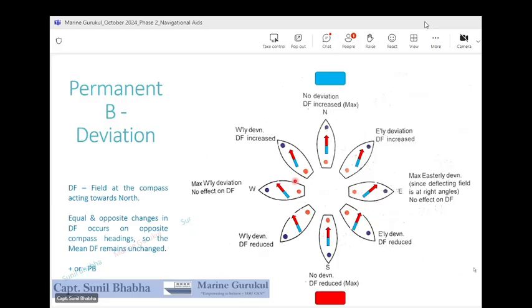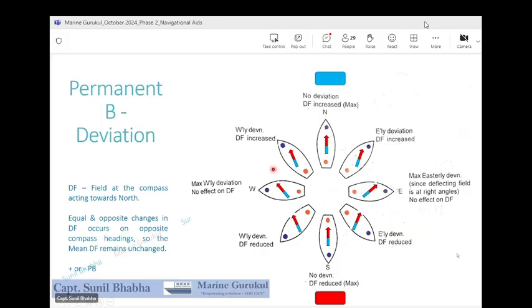So let's move ahead. Now another important thing which you can see from this diagram is that these poles of the ship also affect the directive force at the compass location. What is this directive force? Directive force is the strength of the magnetic field at the compass location which makes it point towards the north direction.